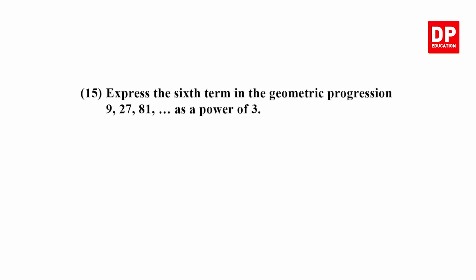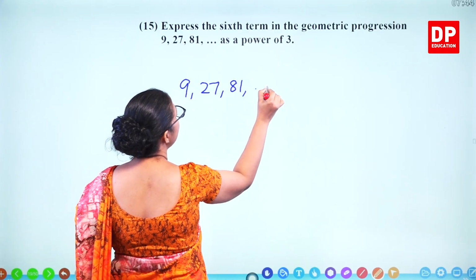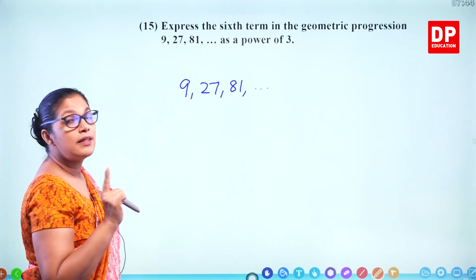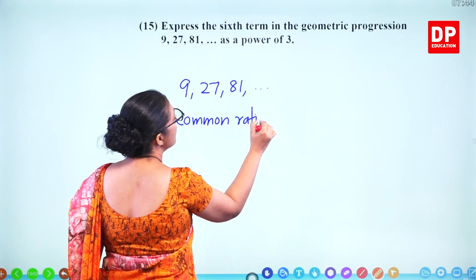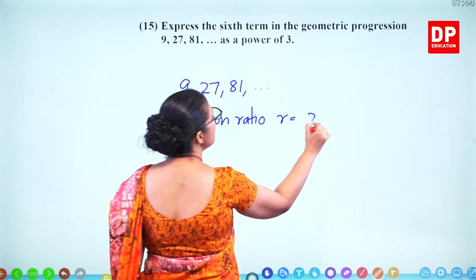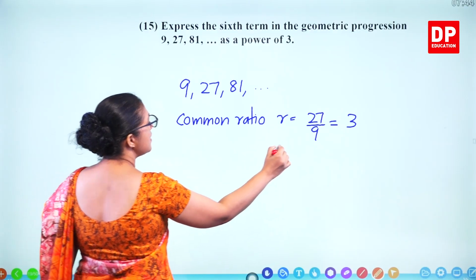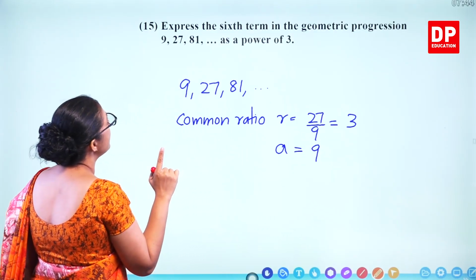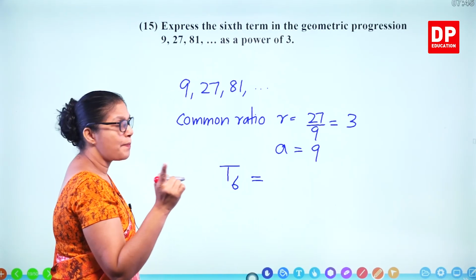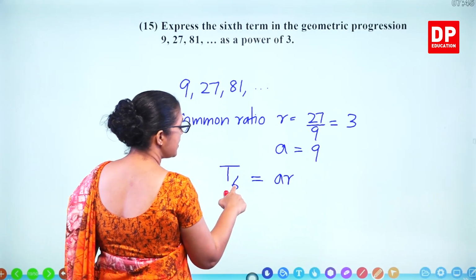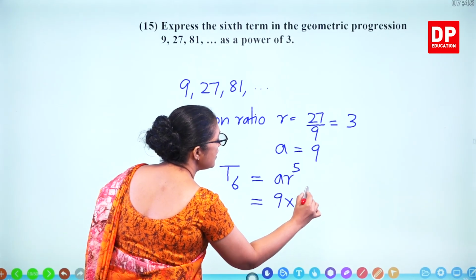Express the sixth term in the geometric progression 9, 27, 81. How do you find the common ratio? Common ratio R is equal to any term divided by the previous term, so you get 3. The first term is 9. How do you find the sixth term? That's T6. What's the formula? A R to the power 6 minus 1, that's 5. Now substitute: A is 9, R is 3, 3 to the power 5.